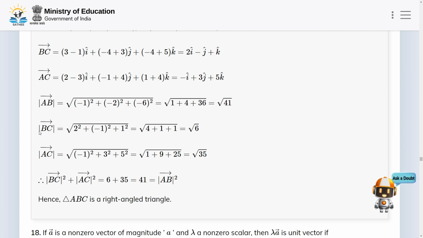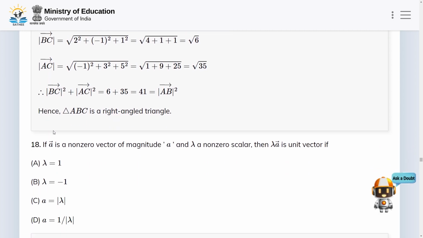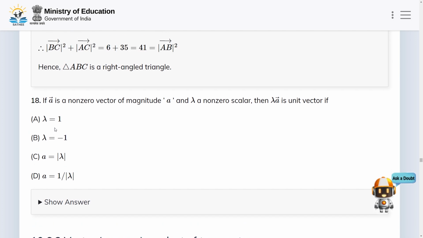If you square the magnitude of BC and add it to the square of the magnitude of AC, you will get 41, which is the square of the magnitude of AB. This shows that AB will be your hypotenuse, and BC and AC will be the other two sides of a right angle triangle. Okay, so this shows that indeed you are getting a right angle triangle. Clear? Now, the last problem of this exercise 10.3.